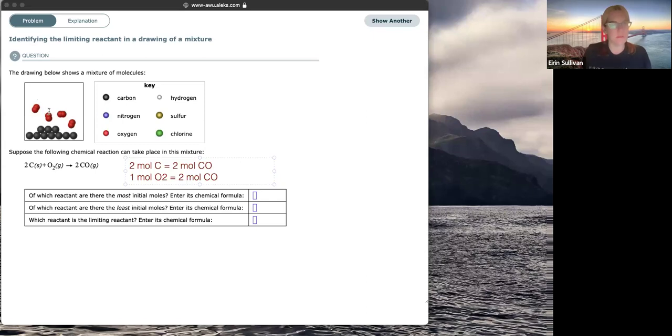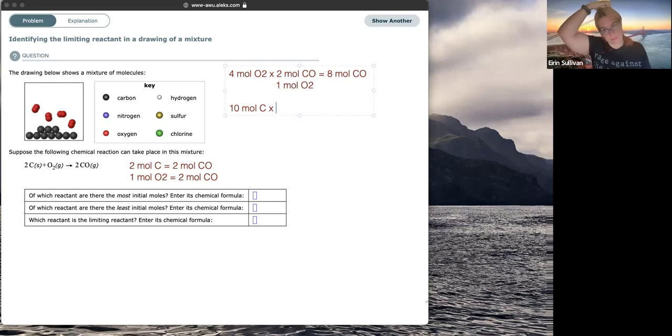Okay, so then we got to look at how many moles we actually have. So 1, 2, 3, 4 moles of oxygen is what we actually have in our mixture. And we have 1, 2, 3, 4, 5, 6, 7, 8, 9, 10 moles of carbon is what we have there. Okay, so we're going to have to convert that to how many moles of carbon monoxide we can actually make using the mole ratio. So for every 1 mole of oxygen, we can make 2 moles of carbon monoxide. Okay, 4 times 2 is going to be 8 moles of carbon monoxide, but we don't know if we can make that because we've got to look at the moles of carbon.